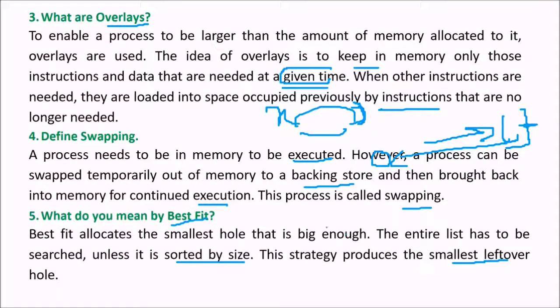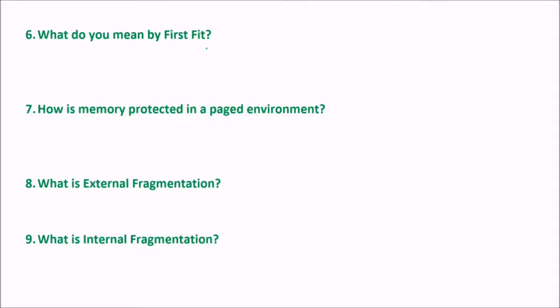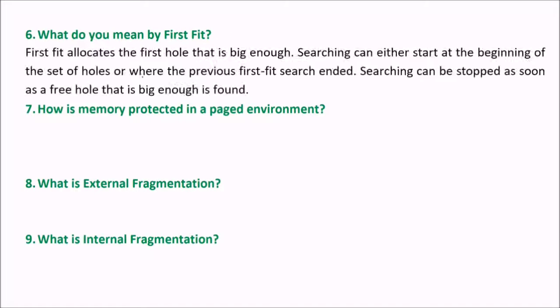This is best fit. What do you mean by first fit? The first space big enough to accommodate the process is the one provided. So first fit allocates the first hole that is big enough. Searching can either start at the beginning of the set of holes or where the previous first fit search ended. Searching can be stopped as soon as a free hole that is big enough to hold the process is found.